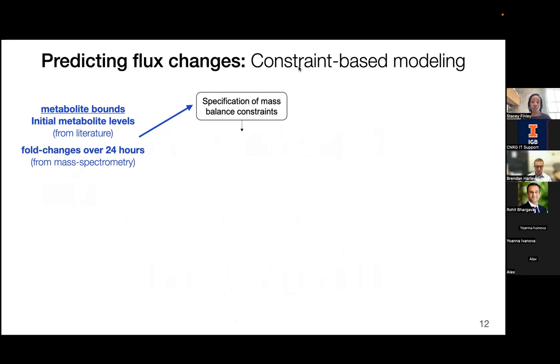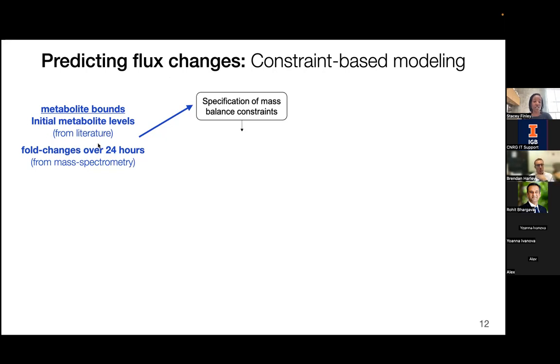And so what we're doing now is using a constraint-based modeling approach, which allows us to predict the fluxes through these metabolic reactions. We're focusing in on central carbon metabolic pathways, so glycolysis, pentose phosphate pathway, and the TCA cycle. And this is a computational analysis that allows us to predict the reaction fluxes. And so we have to have some inputs to this analysis.